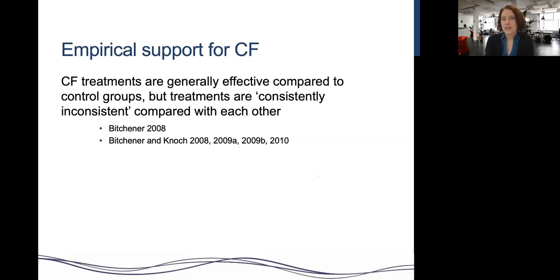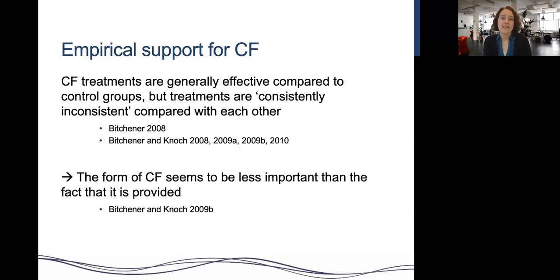What exists empirically to support this pedagogy? So corrective feedback, and I'm going to use this term a couple of times today, is consistently inconsistent. Corrective feedback treatments, when they're compared in research, are shown generally to be effective compared to no corrective feedback, compared to a control group. But the treatments, when we compare them to each other, tend to be, again, quite similar.